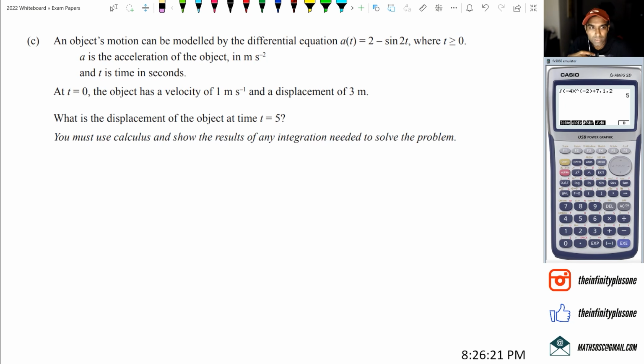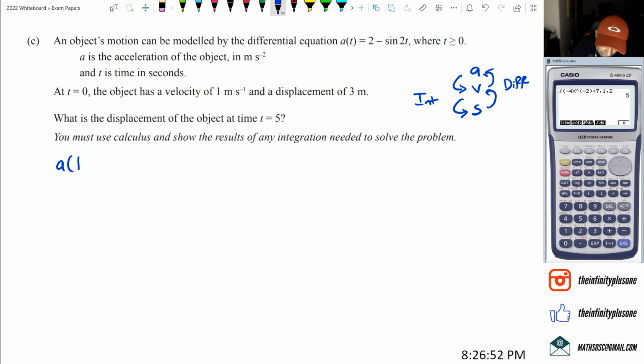Alright guys, so with question C, what we've got here is a classic kinematics question. Remember that when we have acceleration, velocity and displacement, to go this way we've actually got to integrate, and to go the other way, so displacement to velocity, velocity to acceleration, you've got to differentiate. So with that in mind, we've got our acceleration, so we're going to put that down first. The acceleration of this object is 2 minus sine 2t.